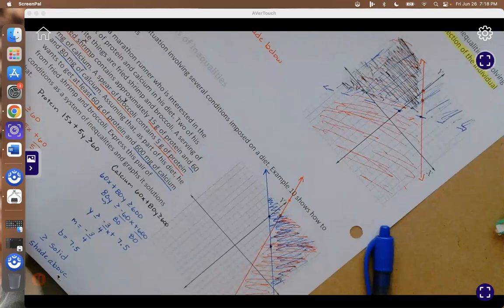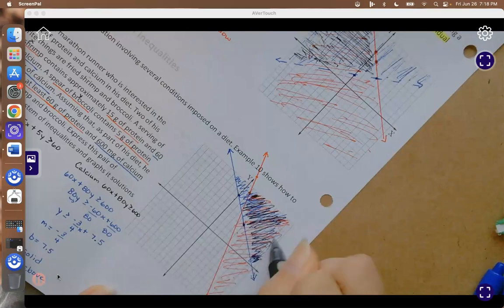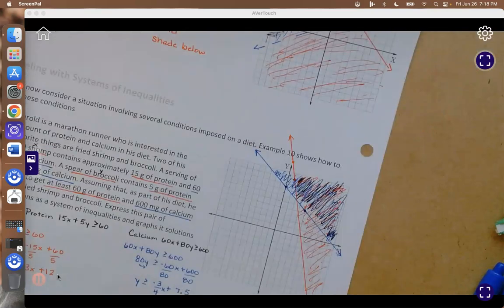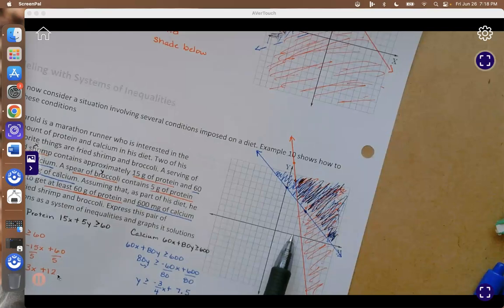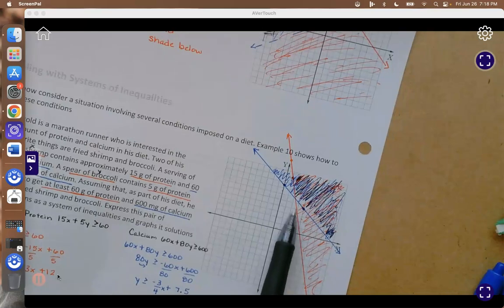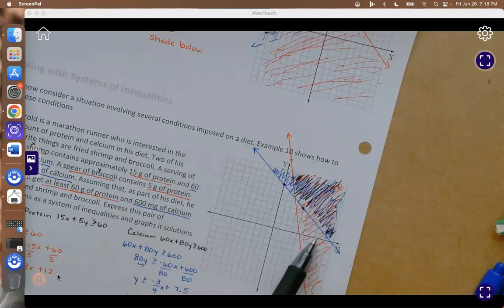Okay. So the overlap would be right here. So that means that if he wants to eat that amount of calcium, then if he ate 1, 2, 3 servings of shrimp and 1, 2, 3, 4, 5, 6 servings of broccoli, he would get there. Or he could eat more servings of shrimp and fewer servings of broccoli, whichever way he wanted to do it. But that's how you could figure that out.